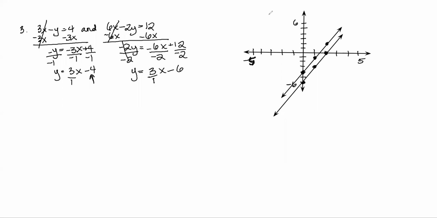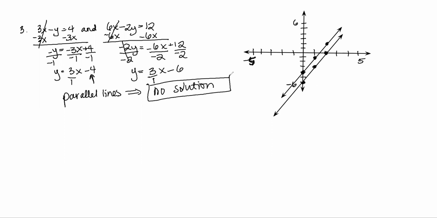So, because we have parallel lines, this means that we have no solution. There's no intersection, which means no solution. Just like regular equations, you can have no solution. You can have an infinite number of solutions, which is going to be our next one here. So let's go ahead and try number 4. And so we have x minus 3y equals negative 2, and 2x minus 6y equals negative 4.